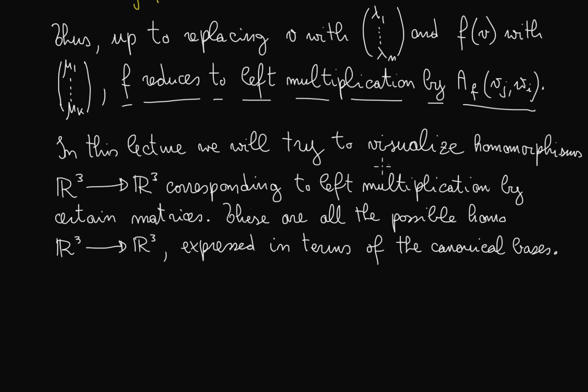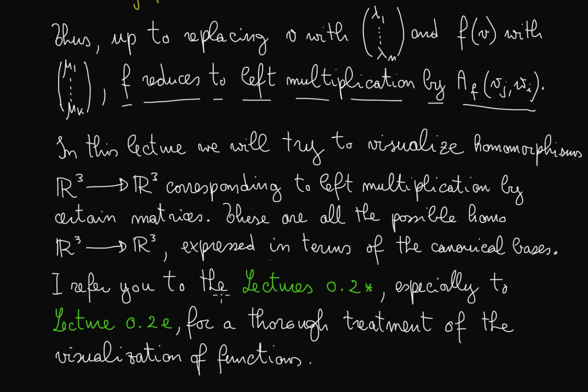In this lecture, we will try to visualize homomorphisms from R3 to R3. In this particular case, the domain will be the three-dimensional Euclidean space R3, and the codomain another copy of R3, corresponding to left multiplication by certain matrices. These are all the possible homomorphisms between R3 and R3 when we express them in terms of the canonical basis. More precisely, if this homomorphism is left multiplication by a matrix A, and we take the canonical basis of the domain and of the codomain, the associated matrix of the left multiplication by A is precisely A with respect to the canonical basis.